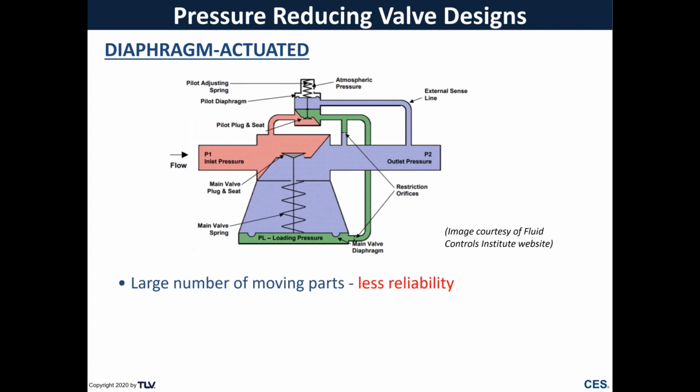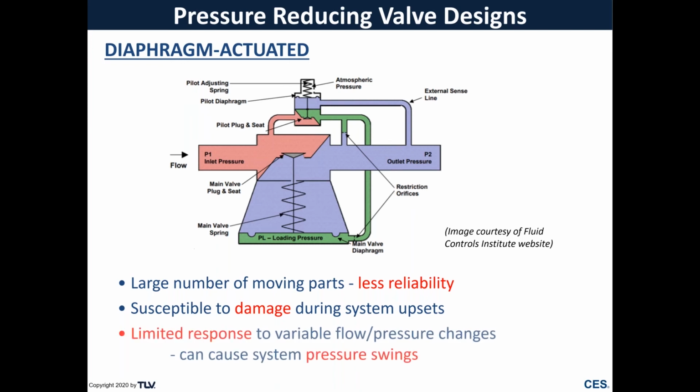However, diaphragm valves typically have a large number of moving parts, which leads to lower reliability. They also are susceptible to internal damage during system upsets and exhibit limited response to variable flow and/or system pressure changes, which can cause pressure swings downstream.